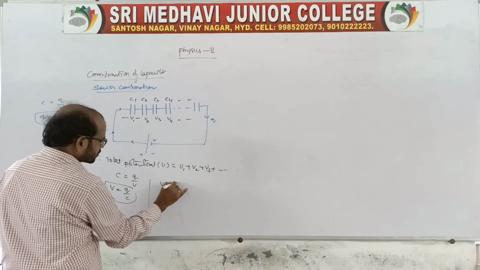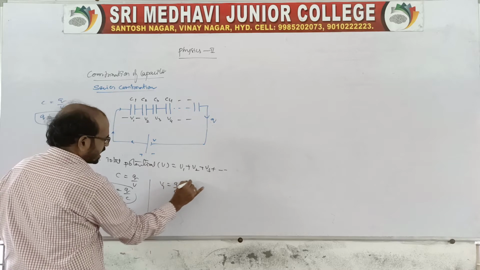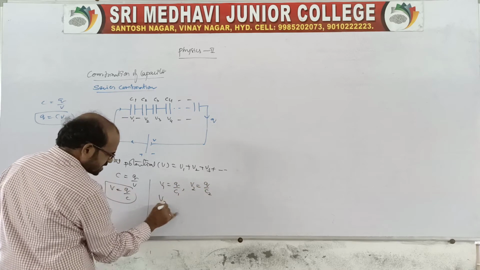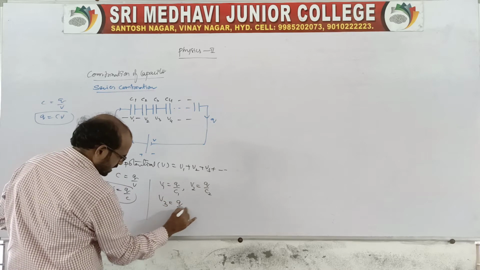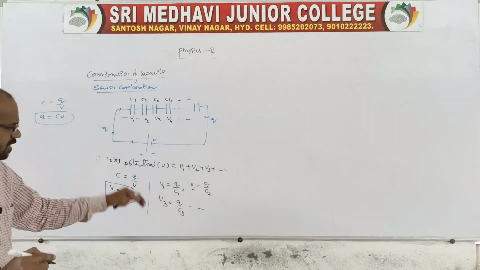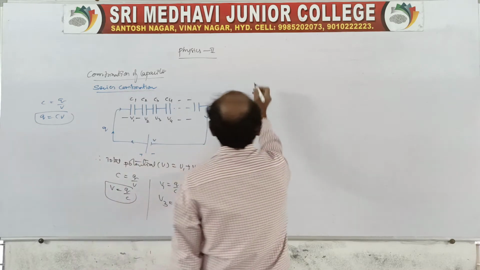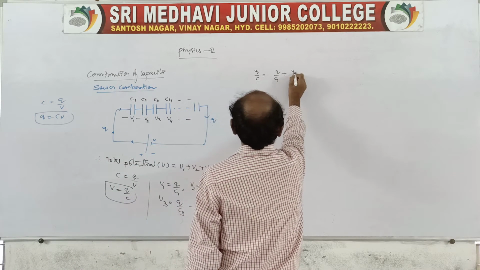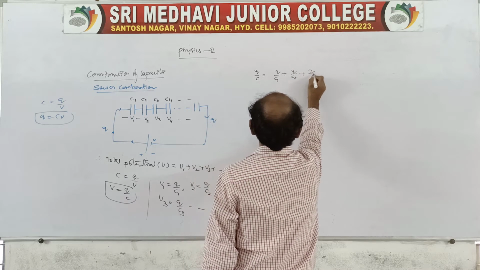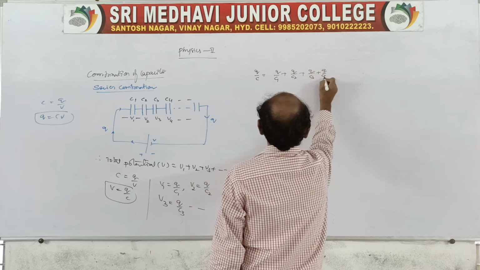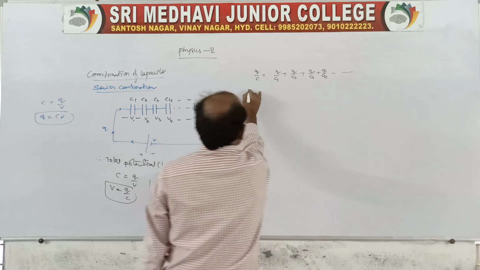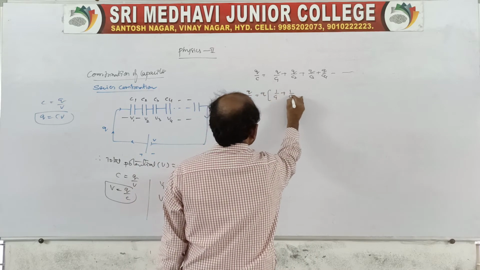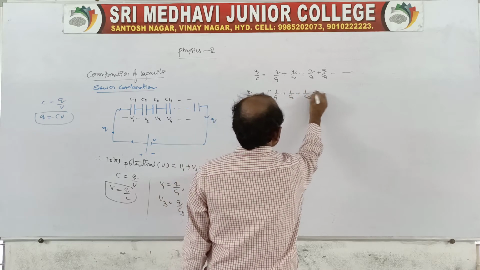So V1 is equal to Q by C1. And for the second, V2 is equal to Q by C2. V3 is equal to Q by C3, and so on. Substituting all these values here, ultimately we get the final expression: Q by C is equal to Q by C1 plus Q by C2 plus Q by C3 plus Q by C4, and so on. Here you take Q common: 1 by C1 plus 1 by C2 plus 1 by C3 plus, and so on.